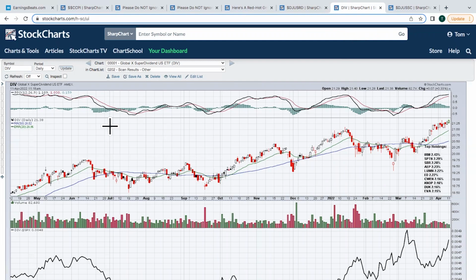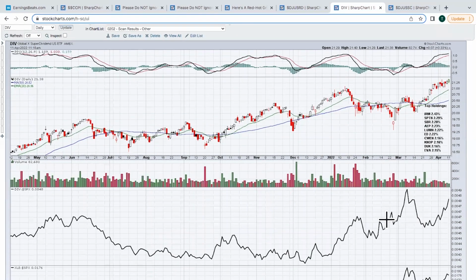So I wanted to point out this chart on Global X SuperDividend US ETF. Obviously, it's going higher while the stock market's been going down. So you can clearly see that on a relative basis, this has been a very, very strong performer. The next panel I'll show you here is this ETF, the DIV, relative to the S&P 500. Again, moving higher. I think it looks really strong, not too far from a relative breakout.